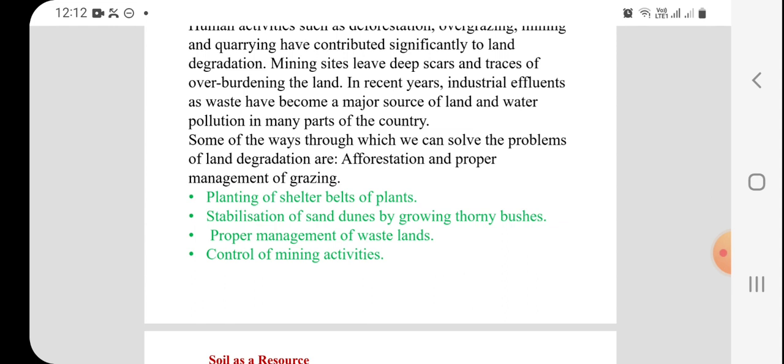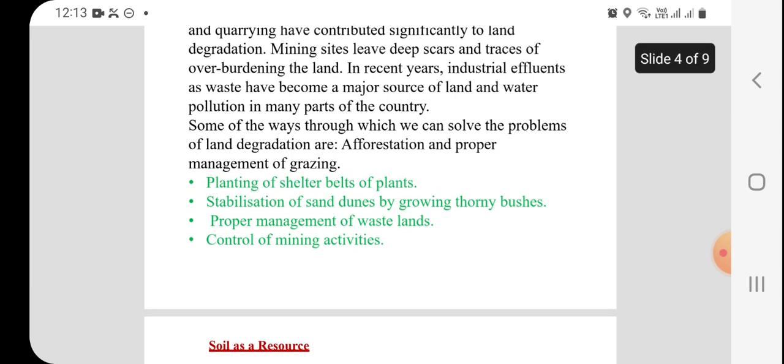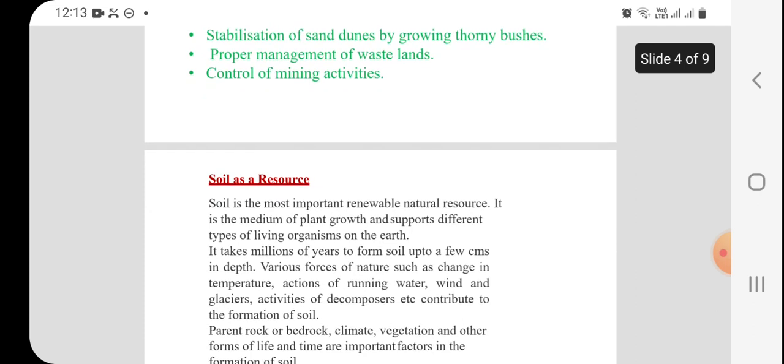So afforestation and proper management of grazing, like planting a shelterbelt. In desert areas where winds are strong and energetic, once the wind blows it can carry fine particles of sand hundreds of kilometers. So in that place we can plant trees row-wise, so that when they grow they can reduce the speed of the wind and the soil will be protected. Like stabilization of sand dunes by growing thorny bushes. Then proper management of wasteland and controlling of mining activity.